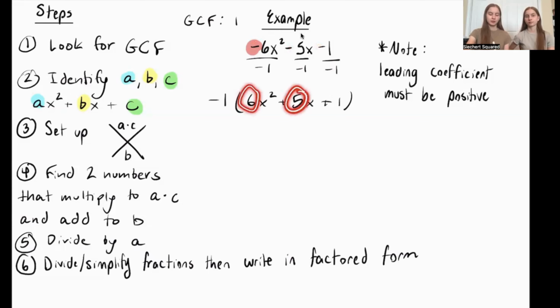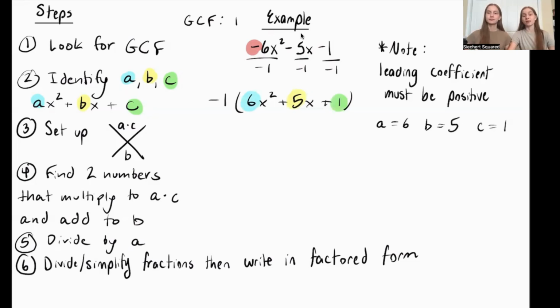If these numbers had something else in common, like if they all had 2 in common, then it'd be a -2 on the outside. Now from here, everything that's in the inside of the parentheses, we can go ahead and factor just like we were doing before, now that our leading coefficient is positive. So we're going to identify the a, so that's the number in front of the x squared. In this case, it's the 6. Our b, we have that number in front of the x. And our c, in this case, the 1. I'm just going to write that off to the side. So our a is 6. Our b is 5, and our c is 1.